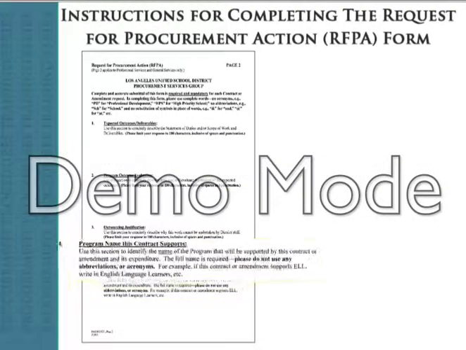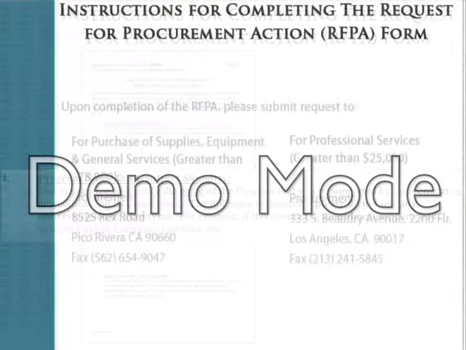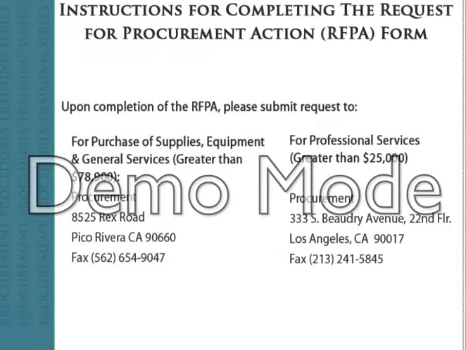Section 4, Program name this contract supports. Use this section to identify the name of the program that will be supported by this contract or amendment and its expenditure. Upon completion of the Request for Procurement Action, or RFPA, please submit Request to.